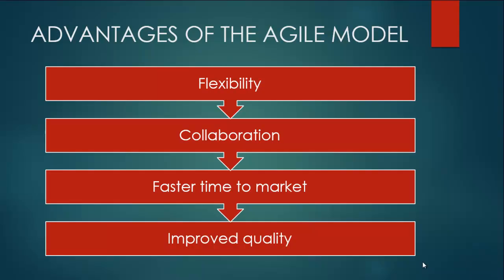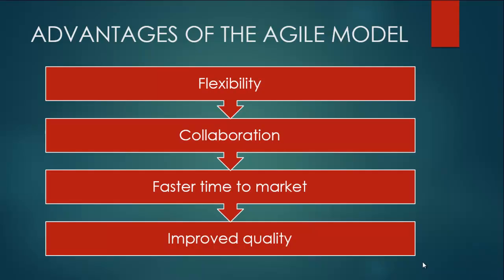So we go to the advantages. Some of the advantages of the Agile model include flexibility. The Agile model is developed to be flexible, allowing for changes to be made throughout the development process, unlike the waterfall model. Then collaboration. The Agile model encourages collaboration among team members and stakeholders, and this can help to improve communication and reduce misunderstandings. It also ensures that everyone is on the same page and working towards the same goal.